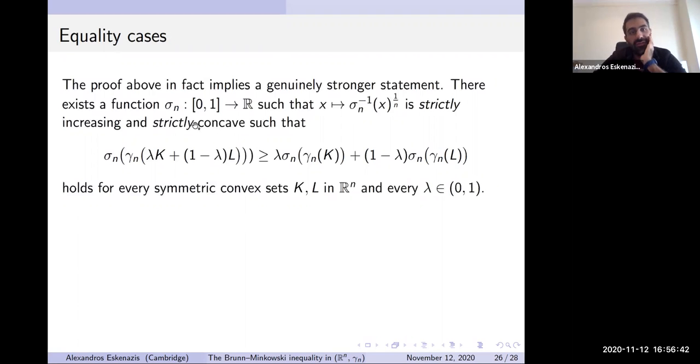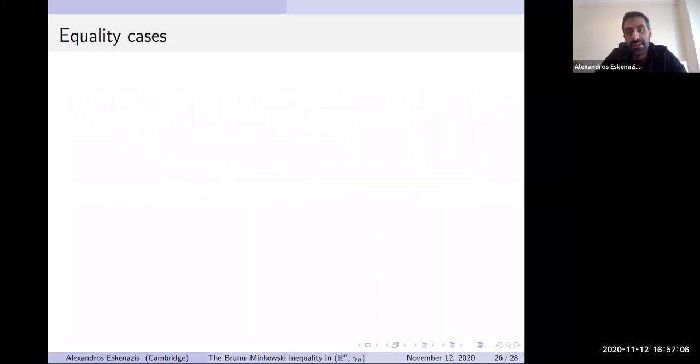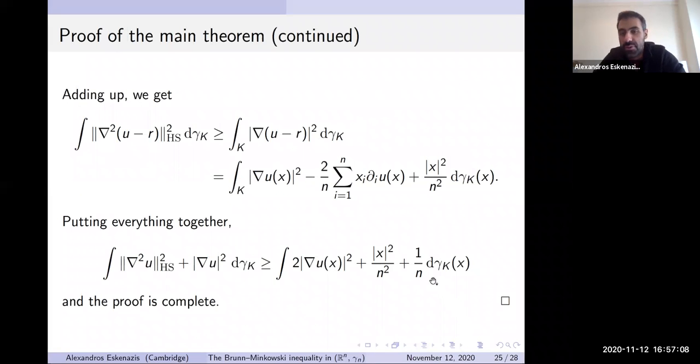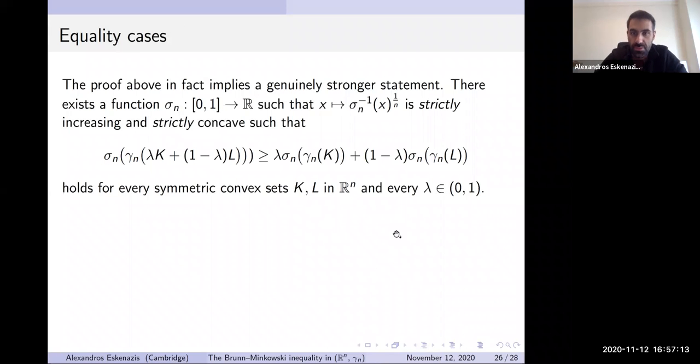So you can find the function sigma n, so that the function sigma n to the minus 1 raised to the 1 over n, minus 1 is the inverse here, is strictly increasing and strictly concave, so that sigma n of the Gaussian measure is a concave function with respect to Minkowski addition. So this is a genuinely stronger fact than the dimensional Brunn-Minkowski inequality, and the way you get it is that you just repeat effectively the previous proof, but take into account this x squared over n squared as well.